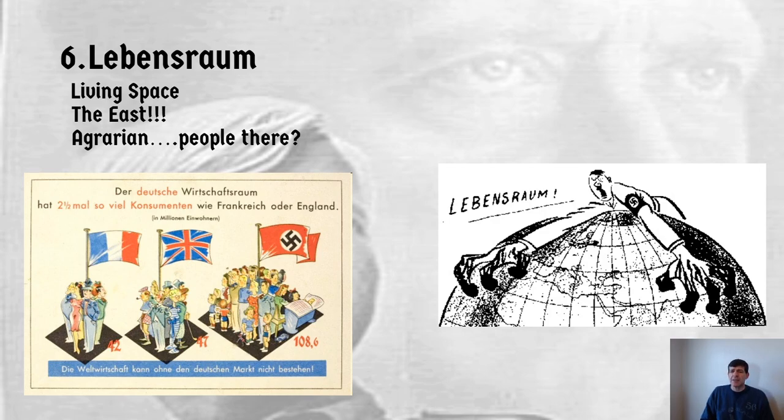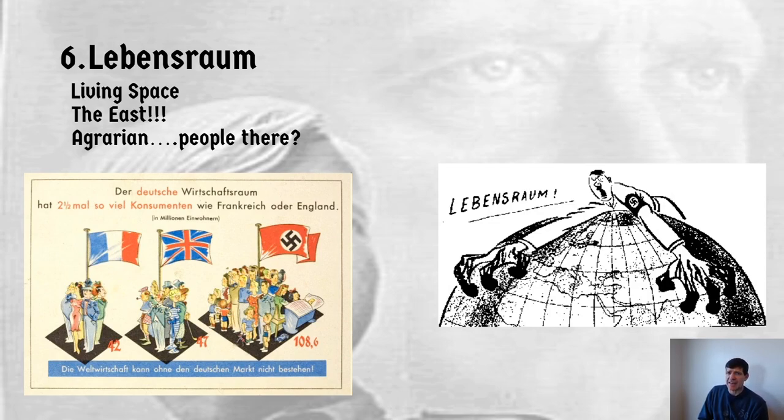Oh, by the way, what about the people there? Well, let's get to the root of the word Slav. Those who are needed will be slaves. The rest, I think you know the answer. And that's Nazi ideology. And so Hitler from day one in Mein Kampf is saying, we are going to take that land in the east.